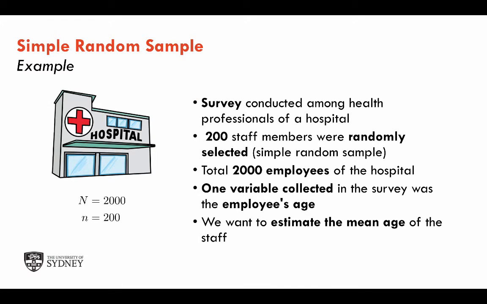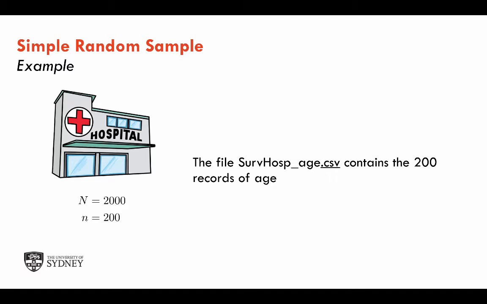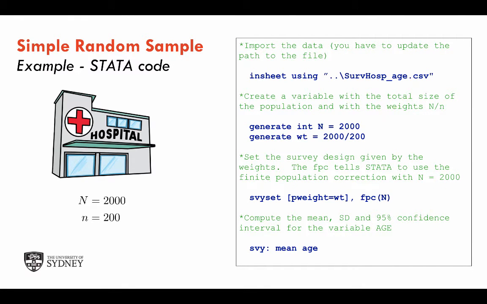To finalize, I would just like to guide you through an example of a hypothetical survey conducted among health professionals in a hospital, where 200 staff members were randomly selected from a total of 2,000 employees. We are interested in estimating the mean age of the staff. The file servhosp_age.csv can be found in the dataset folder of the e-learning website. I give you both the code for Stata and SAS.